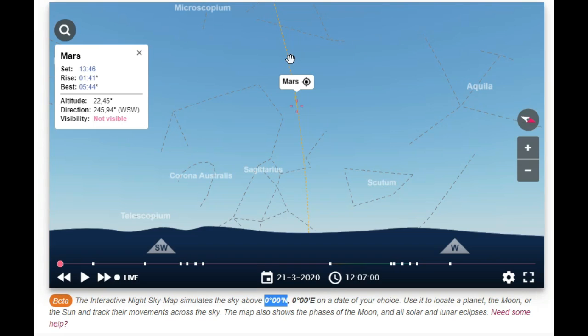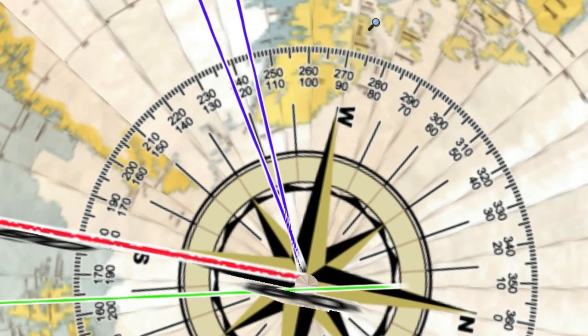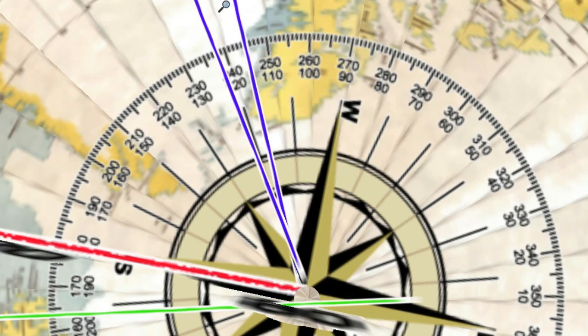And let's check where Mars is on the equator. On the same date, same time. Azimuth is 245.